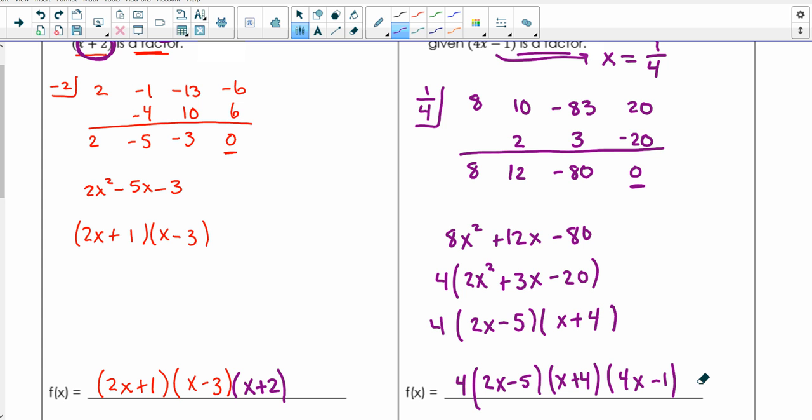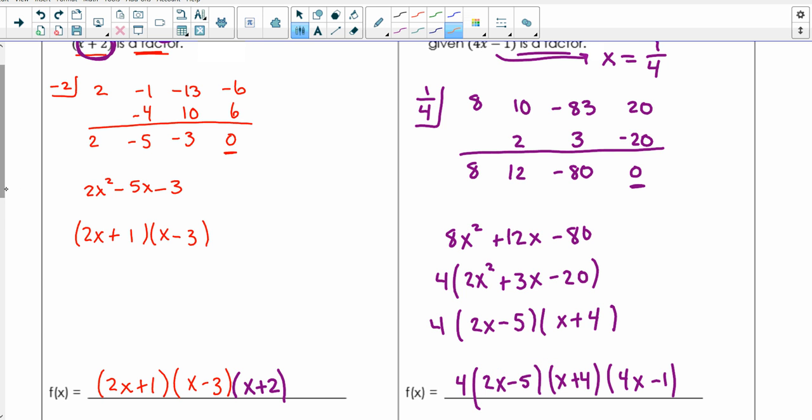Okay, and it might be smart to go back and check your work. Notice that if I did a 2x times x, I'd get 2x squared, times another 4x gets me to 8x cubed, which is what my leading term was. So that helps me check to make sure that my answer gets me back to my original.